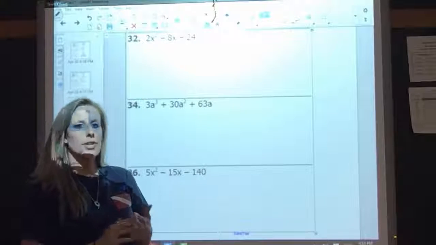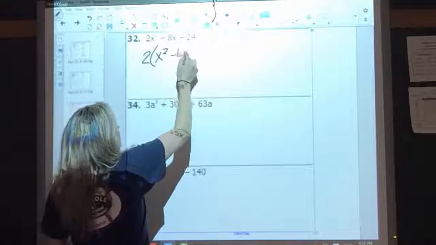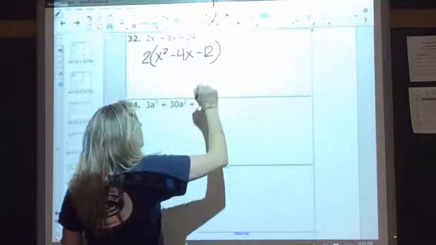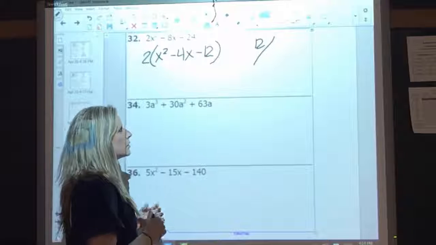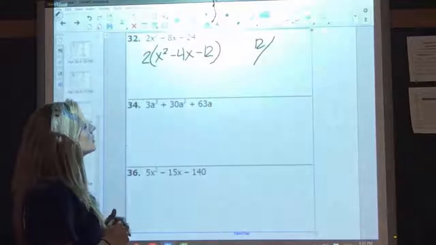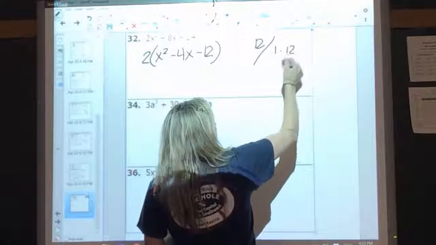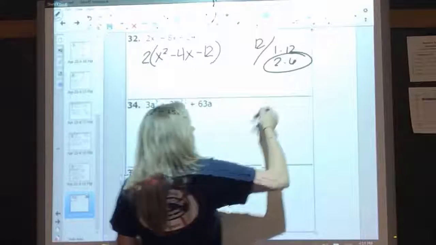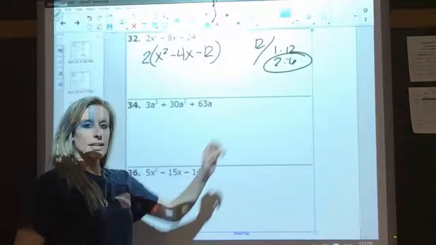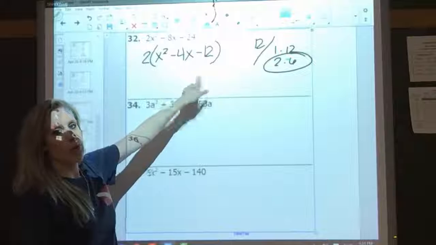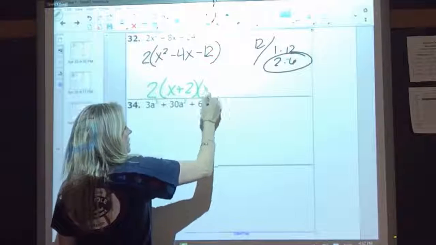Okay, on 32, your greatest common factor would be 2. They have a 2 in common. So you're left with x squared minus 4x minus 12. Factors of 12. You should have gotten, let's see, we need a 4 in the middle. 1 times 12, 2 times 6, that would do it. If I take 2 minus 6, if I give that negative to the 6, that'll give me a negative 4 in the middle. Okay, so you should have gotten 2, x plus 2, x minus 6.